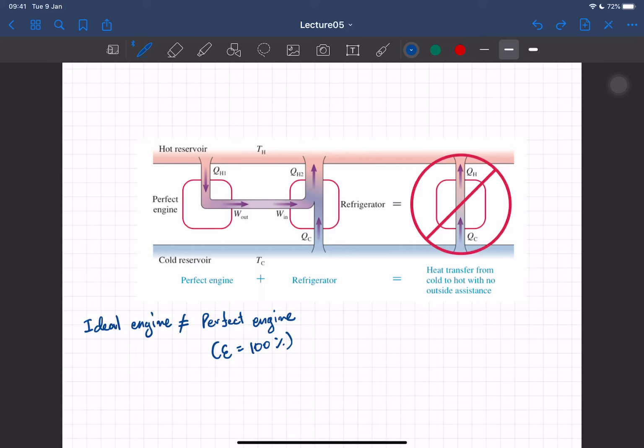that's fine. If you cannot have a 100% efficiency engine, what about, well, 99%? Is that possible? What about 98, 97? So what can be the best case scenario? Like, what's the best we can do in terms of the engine efficiency? Well, the best we can do is what we call a Carnot engine.